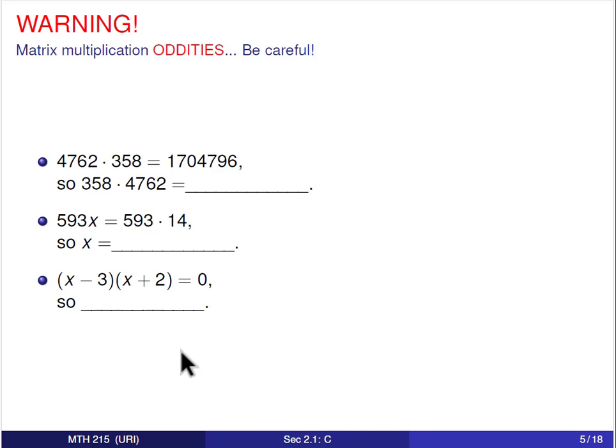So if you like, go ahead and try to answer each of these questions. 4762 times 358 is 1,704,796. So 358 times 4762 would be what? 593x equals 593 times 14, so x must be what? And if (x minus 3) times (x plus 2) is equal to 0, it must be true that what? Okay, well, let's dive into these.